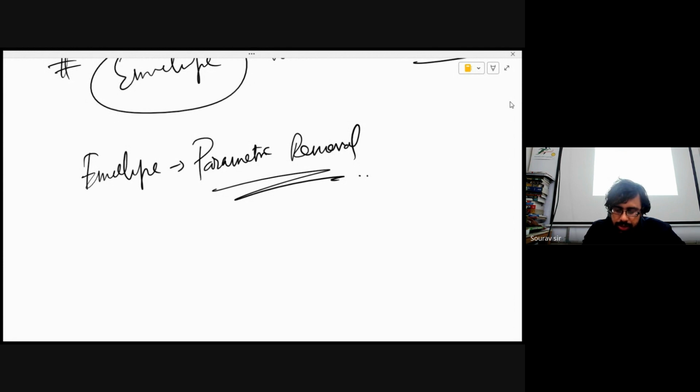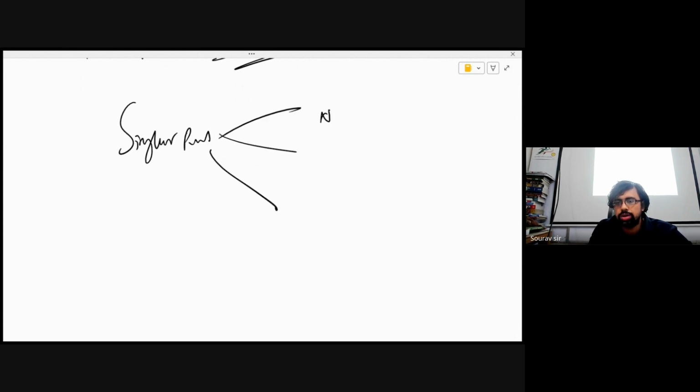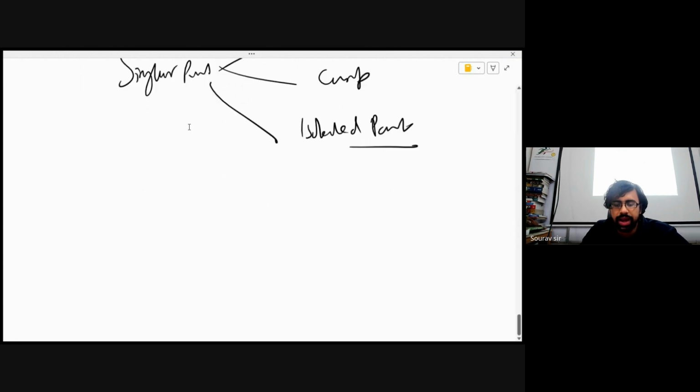Next. The next part, alongside this, is another question that comes very much in equations: singular points. There are three parts: node, cusp, and isolated point. What is this? What is the singularity of a point? Let us assume a curve goes like this.